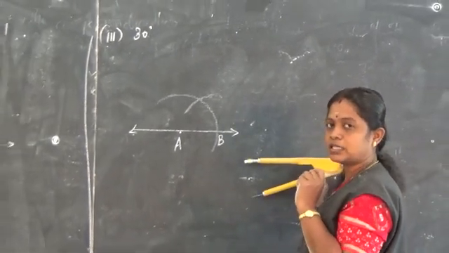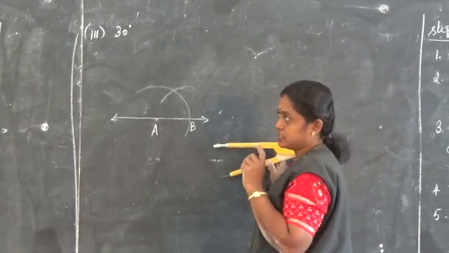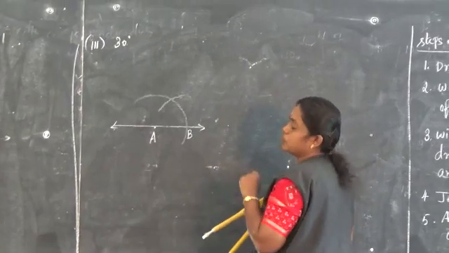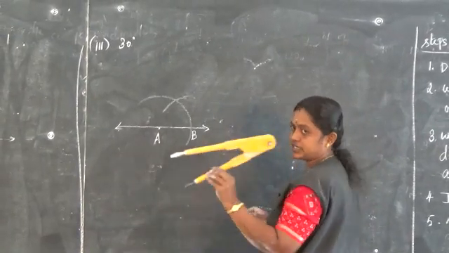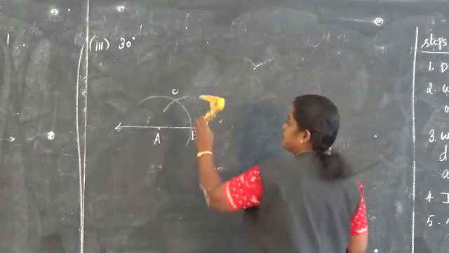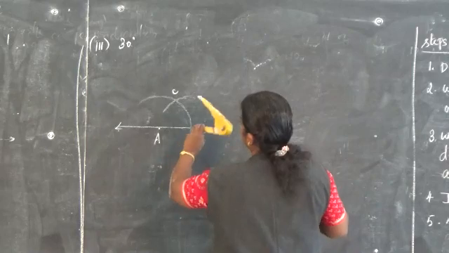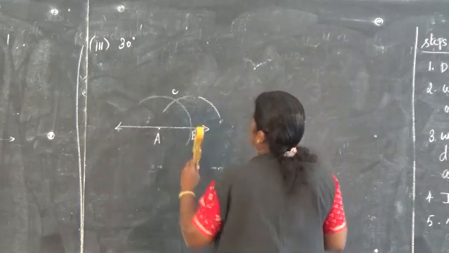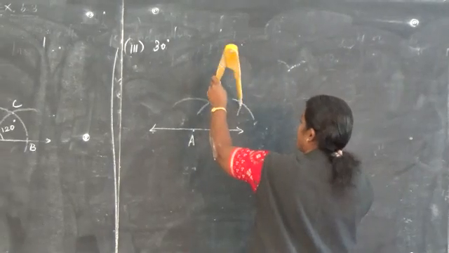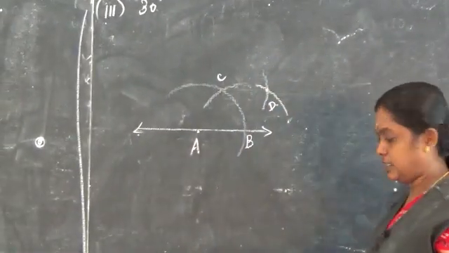You know how to draw the angle bisector. In the last class, exercise 5.4, we did angle bisector. Now I am using it. I didn't change any measurement. Mark it as C. With B as a center, draw one arc. Now with C as a center, draw one more arc. The intersection point, you should mark as D.